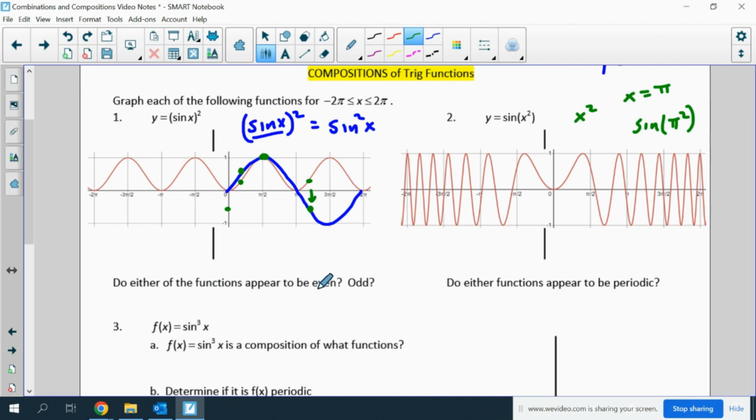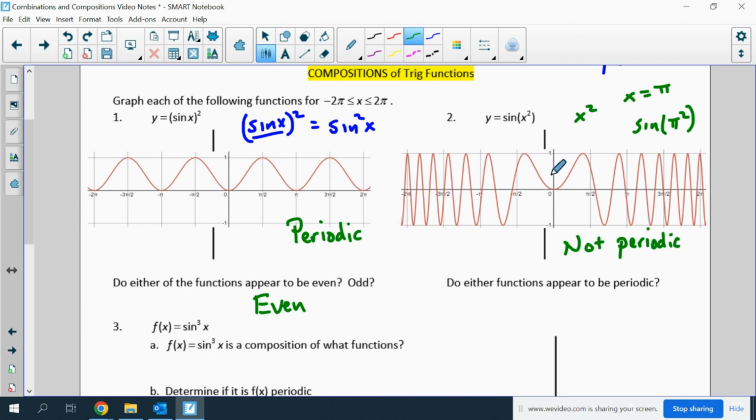composition matters. Do each of these functions, when we look at them, do either of them appear to be even or odd? Well, remember that even functions are functions that reflect over the y-axis, and both of them appear to be even. The first one is periodic, and the period appears to be pi. The second one is not periodic, even though it is mirrored over the axis. It's not periodic because as you go on, you do not see the same pattern going over and over again. It actually gets tighter like an accordion as you move along.